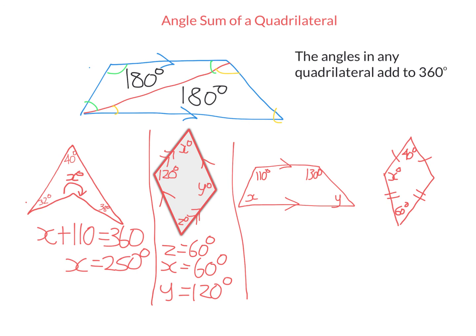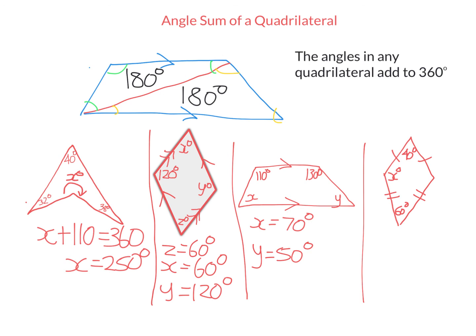So we can use co-interior angles in trapeziums as well. This is a trapezium because it has one pair of parallel lines. So these two angles here are co-interior, so that means X must be 70 degrees, and these two angles here are co-interior, so Y must be 50 degrees. Once again, co-interior angles must add to 180. So what about this here?